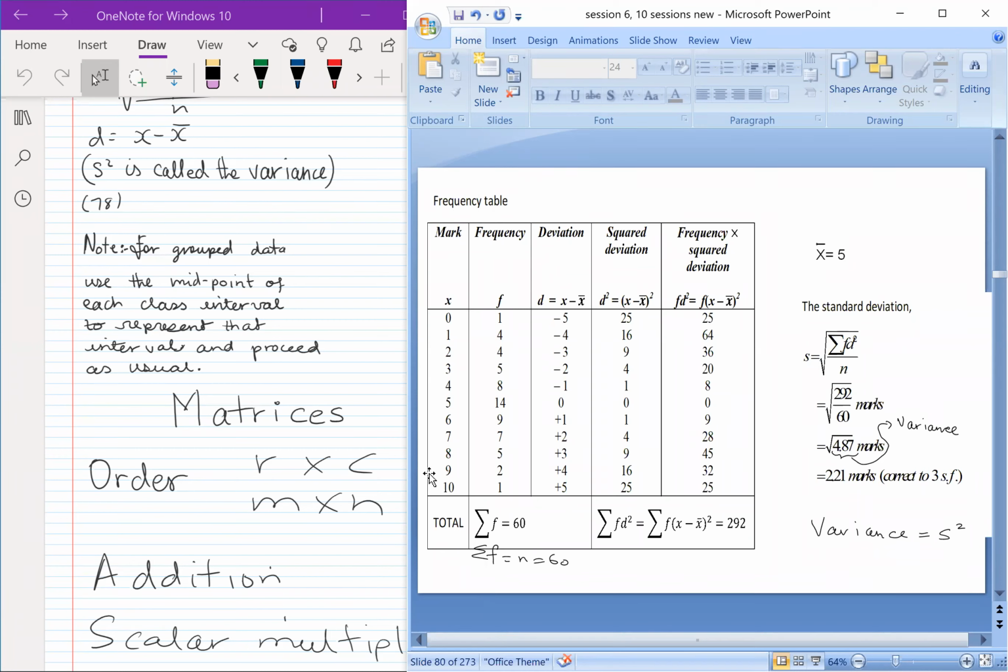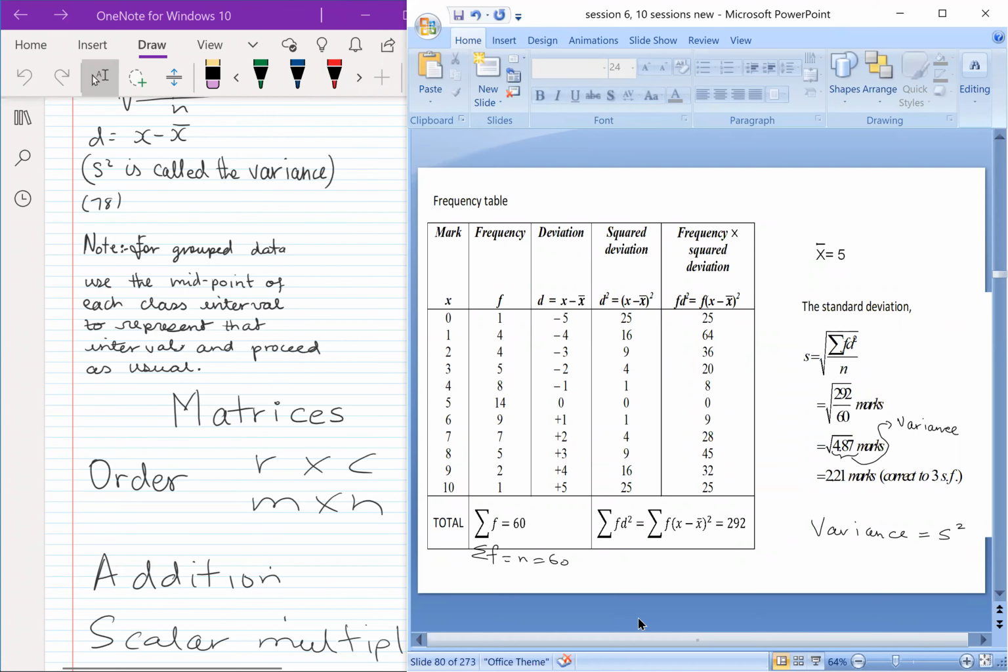Anytime you have that, then you have to make a decision what you're going to use to represent the data. It's not like here where you have one value. You have to get a value to represent each interval in your group data. So for group data, we use the midpoint of each class interval to represent that interval and proceed as usual.